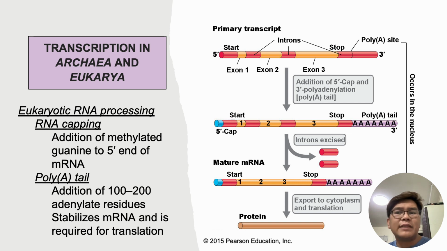What is the significance, therefore, of having RNA capping in the 5' and the poly-A tail in the 3' end of the mRNA? Well, both make the RNA molecule more stable, prevent its degradation, and allow the mature mRNA to be exported from the nucleus to the cytoplasm for it to be translated into proteins.